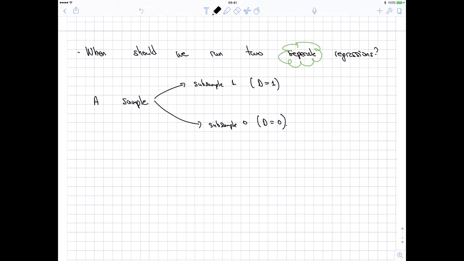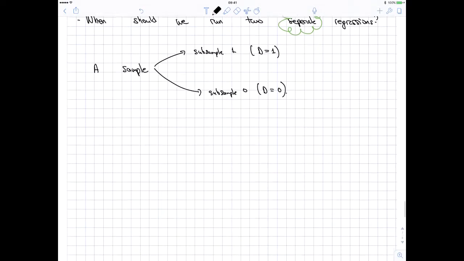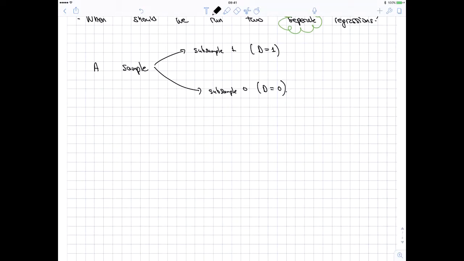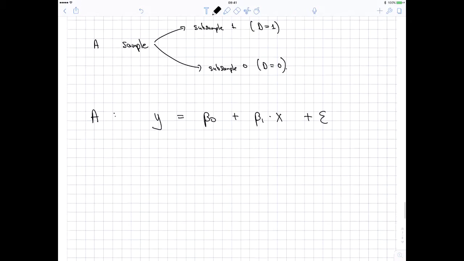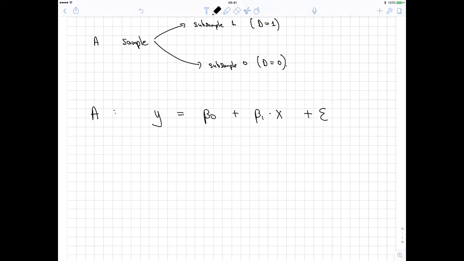And you could have two versions of the world. In one version of the world, you could say the subsample 1 and the subsample 0, I'm going to treat them the same way. So I'm going to look at version A of the world, where my Y is going to equal some beta 0 plus beta 1 times X plus the epsilon. That's one view of the world.